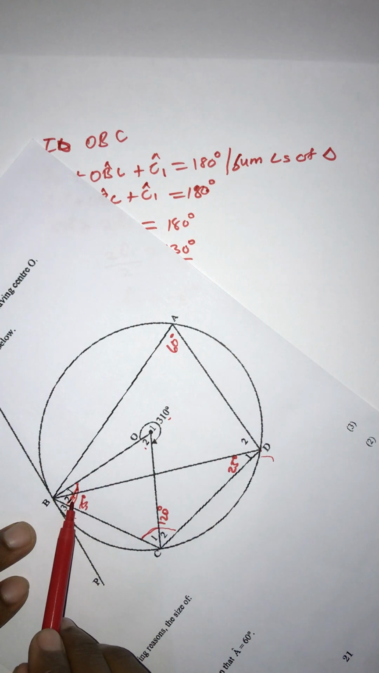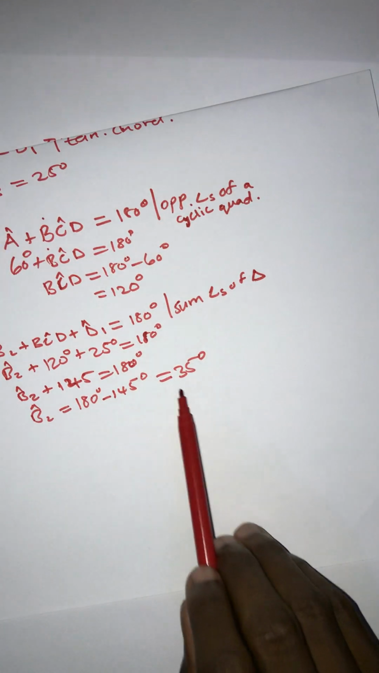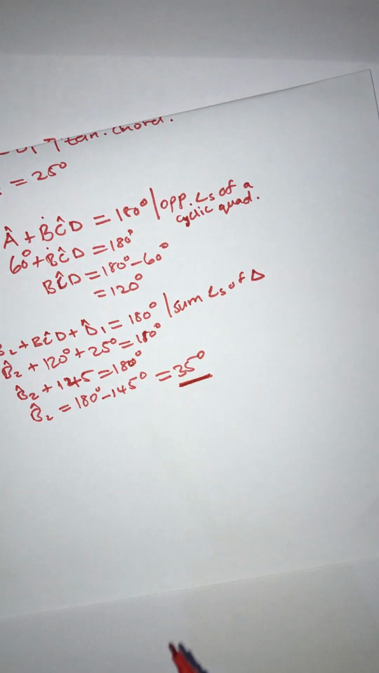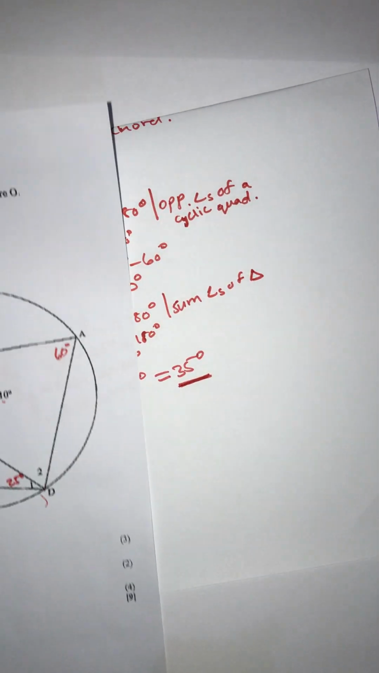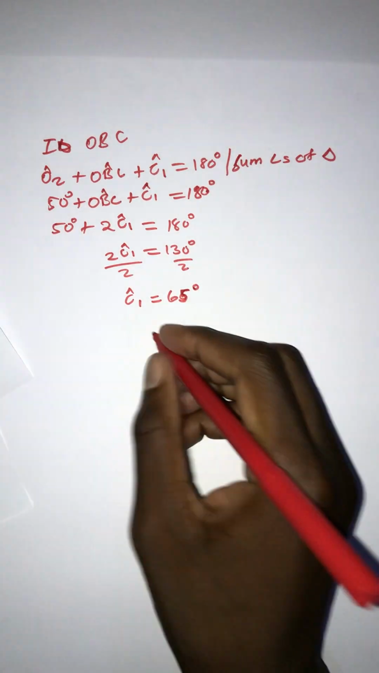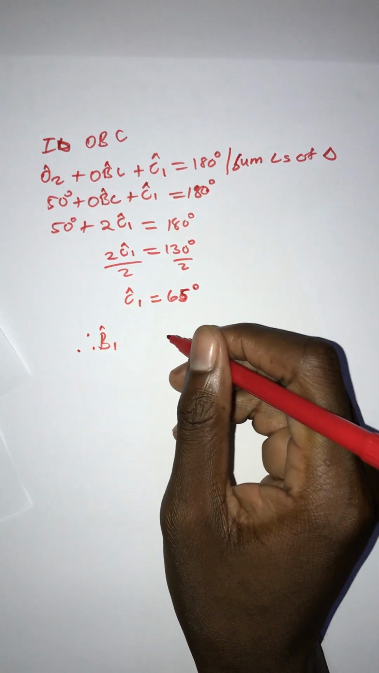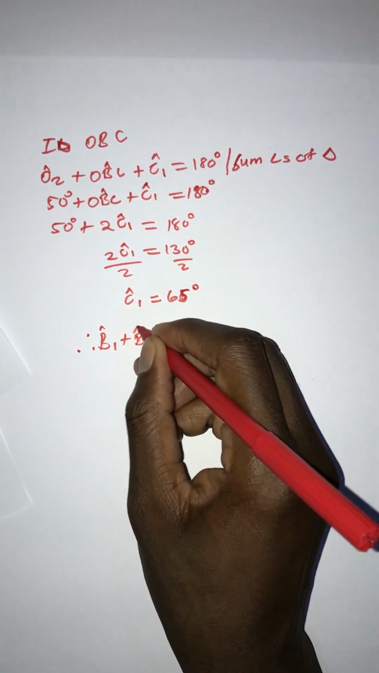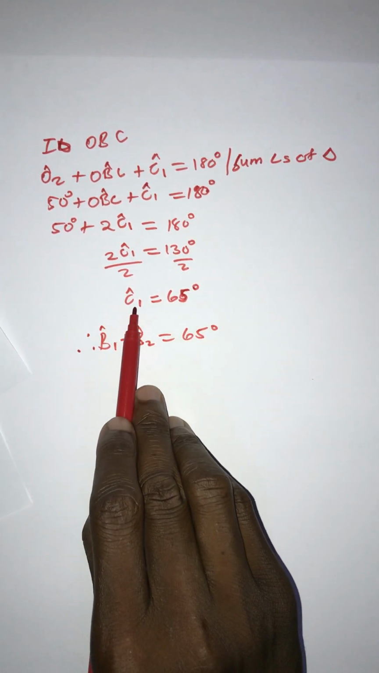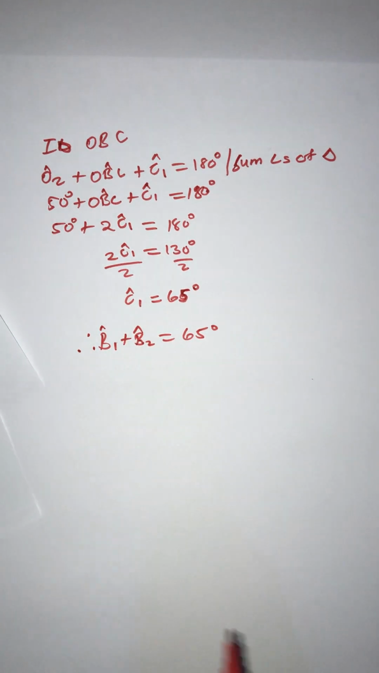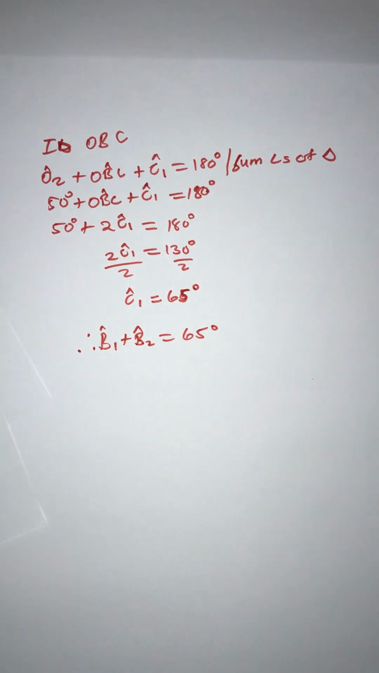But what is B2? B2 is equal to 35, but the whole of B1 and B2 is equal to 65. It means that, therefore, B1 plus B2 is equal to 65 degrees. Remember, C1 is equal to the whole B. The whole B is B1 and B2. So B1 plus B2 is equal to 65 degrees.